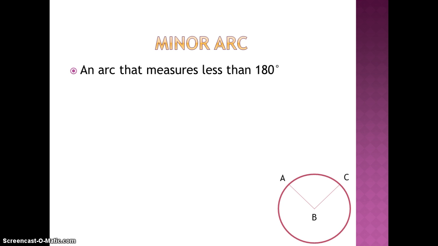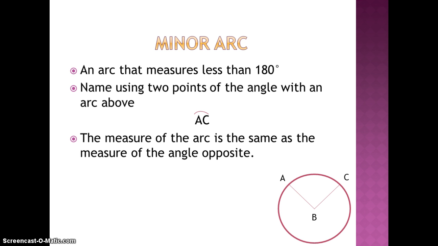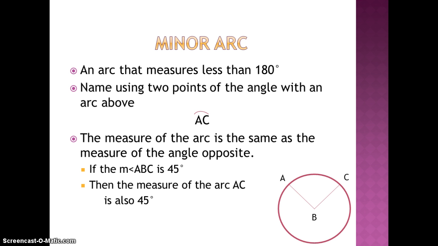A minor arc is an arc that measures less than 180 degrees. We're going to name this using 2 points of the angle with an arc above. So we have the arc AC. The measure of the arc is the same as the measure of the angle opposite. So if the measure of angle ABC is 45 degrees, then the measure of the arc AC is also 45 degrees.